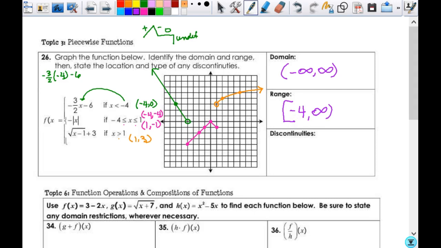Discontinuities, I have 2, and they are both jump. So I have jump discontinuity at 1, 2, 3, 4. X equals negative 4 and x equals 1. Remember, just because these are open circles, that is not removable. Removable if there would be if there's just a random point missing. And then if you have an asymptote, that is when you have infinite.